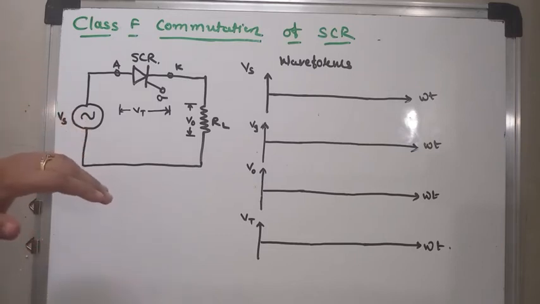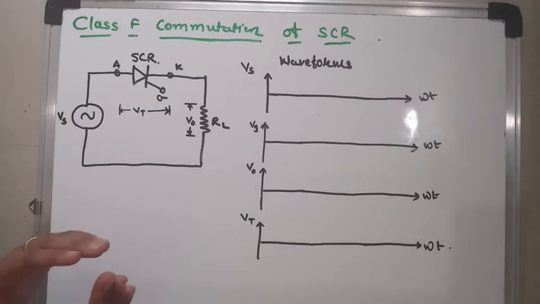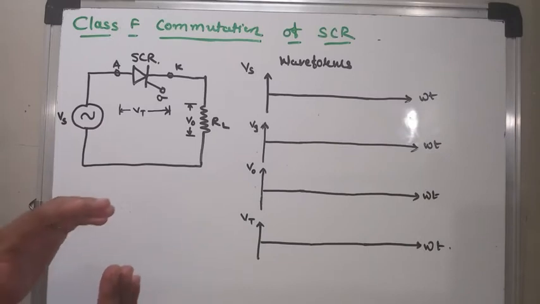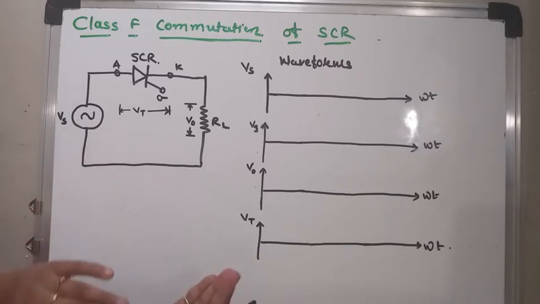Now what is commutation? Commutation, as we know, is the process of turning off an SCR or a thyristor. Basically there are two types of commutation: natural commutation and forced commutation.